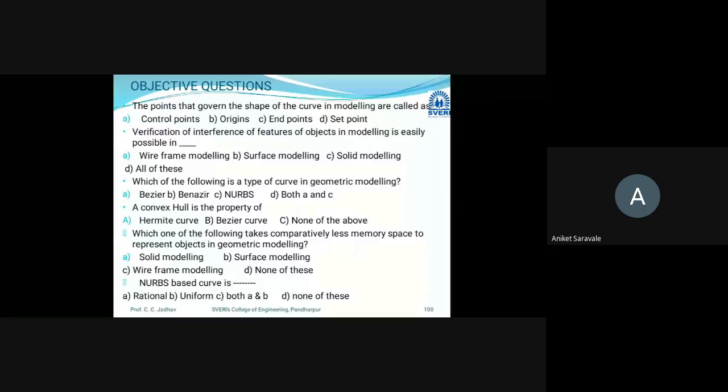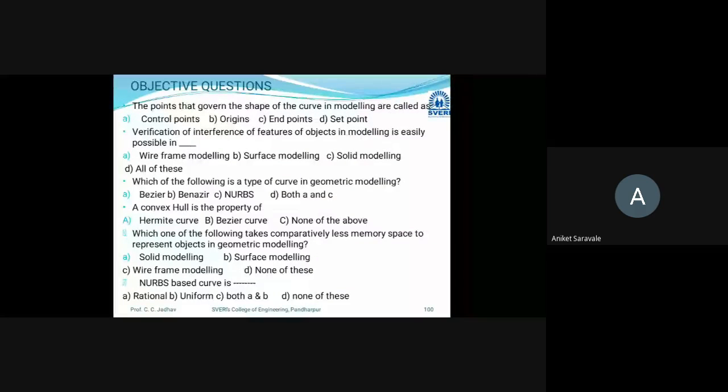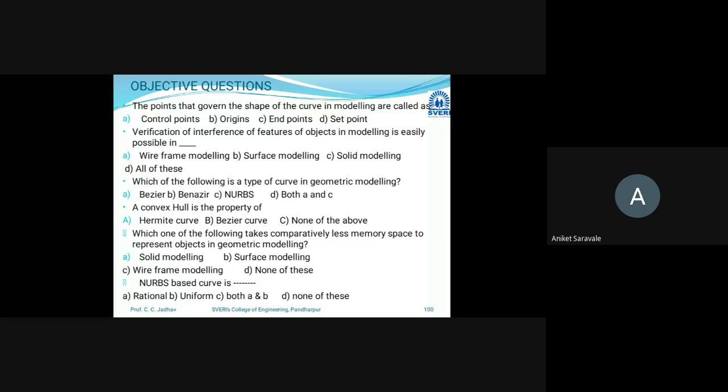Curves. Curve types. Then control. It is one of the types of curve. Okay. So just tell me what points we have covered in today's lecture.